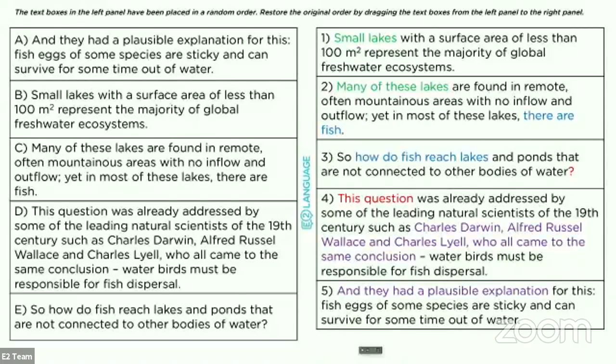Small lakes with a surface area of less than 100 meters squared represent the majority of global freshwater ecosystems. Many of these lakes are found in remote, often mountainous areas with no inflow and outflow. Yet in most of these lakes, I just have to interrupt that because Aram just donated $2.